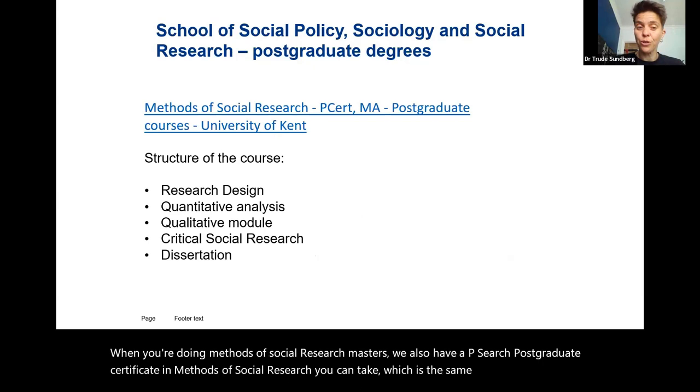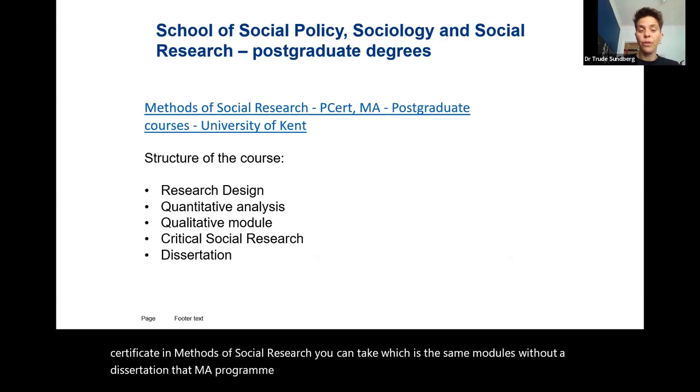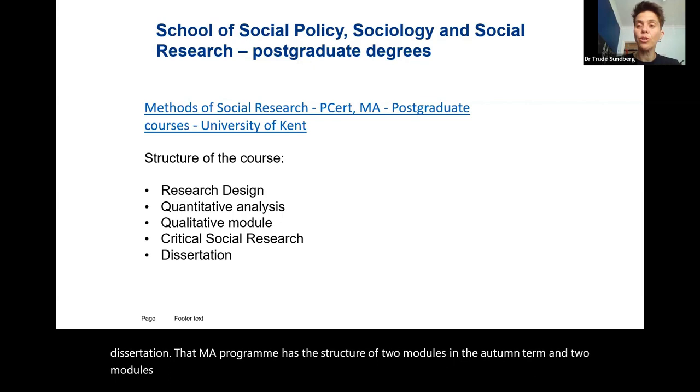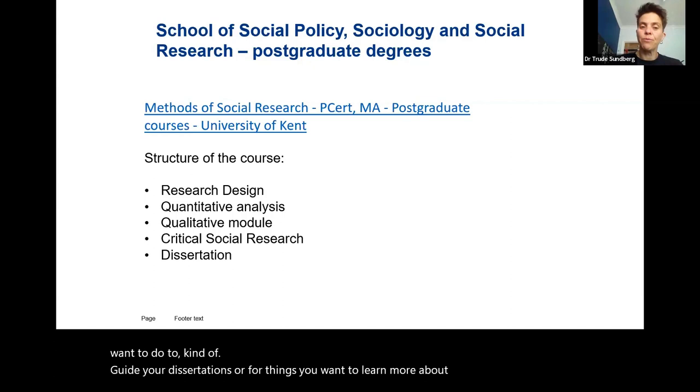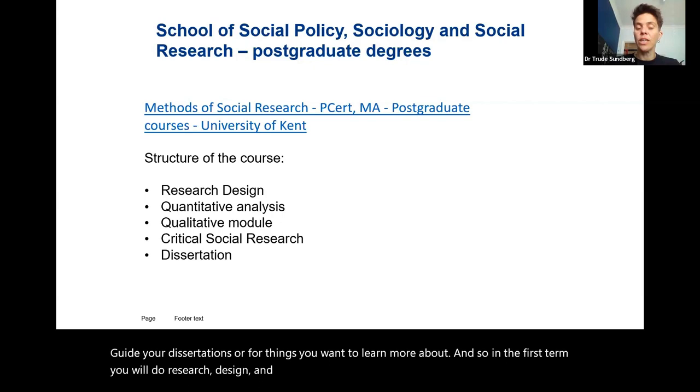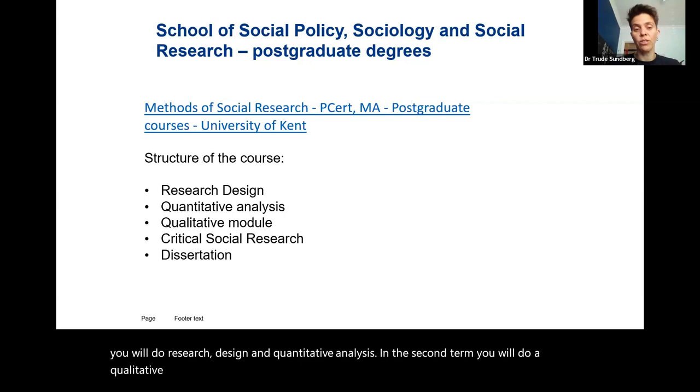The MA program has the structure of two modules in the autumn term and two modules in the spring term. And then you can take wild modules on any subjects you really want to do to guide your dissertations or for things you want to learn more about. In the first term, you will do research design and quantitative analysis. In the second term, you will do a qualitative research module, as well as a module on critical social research with me.